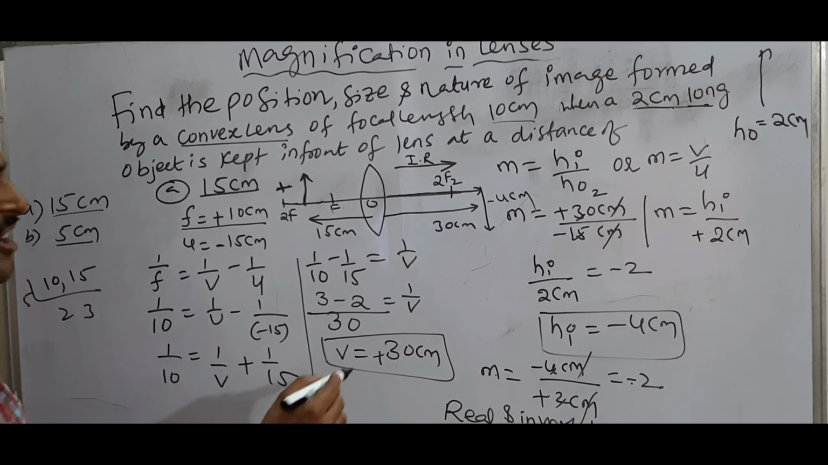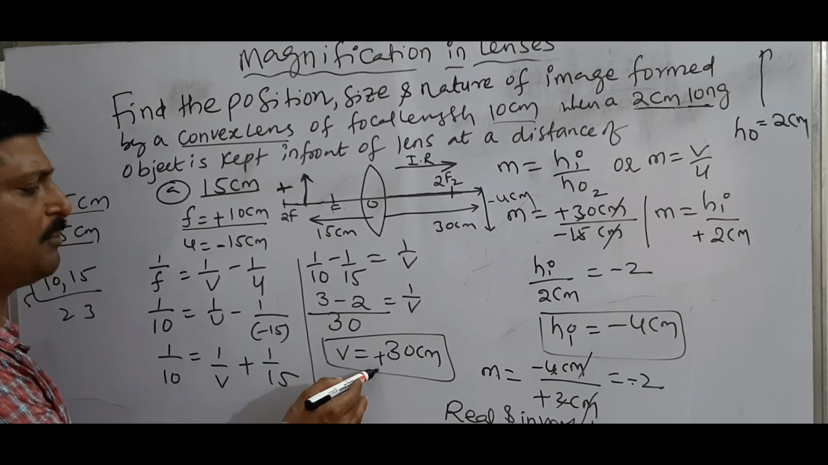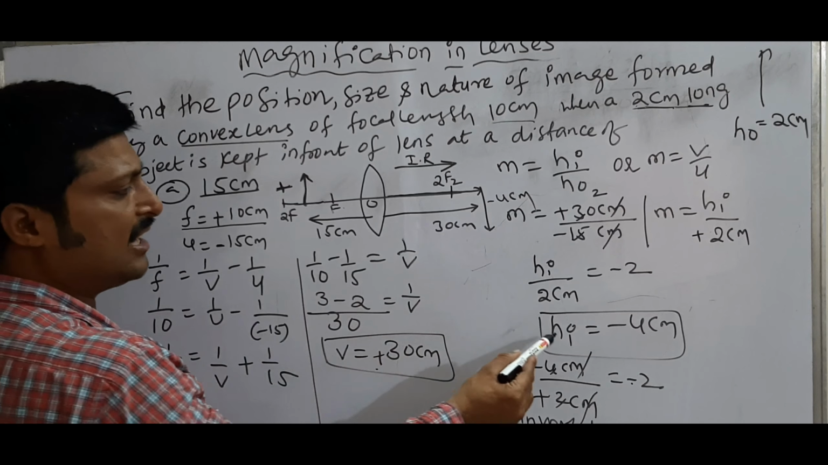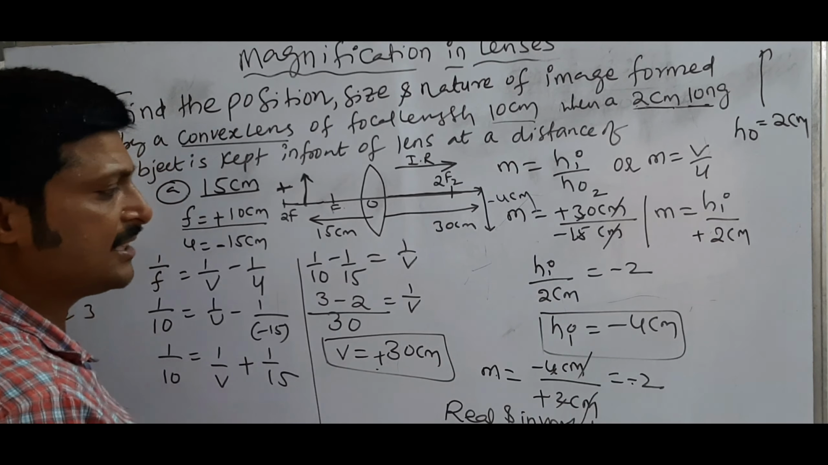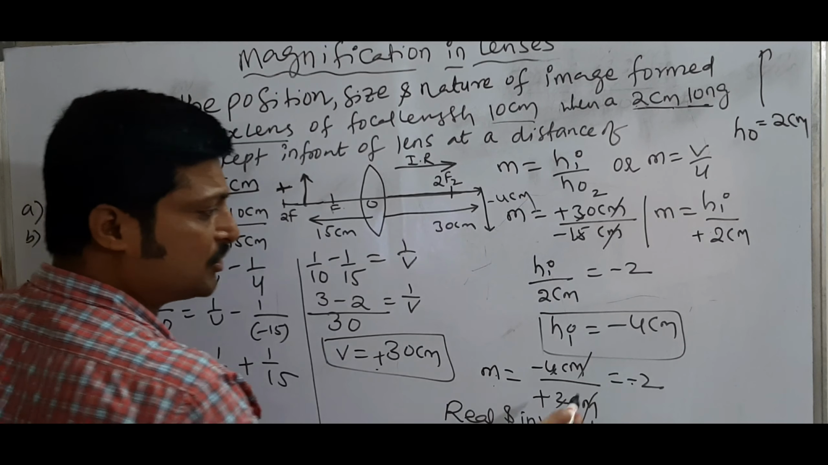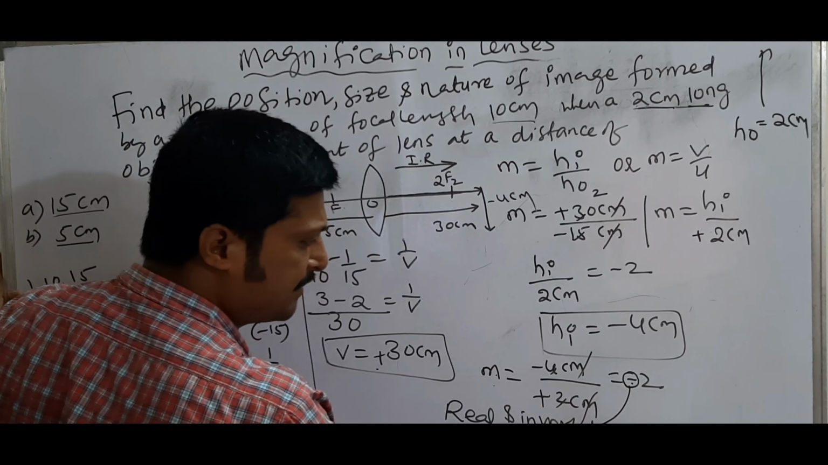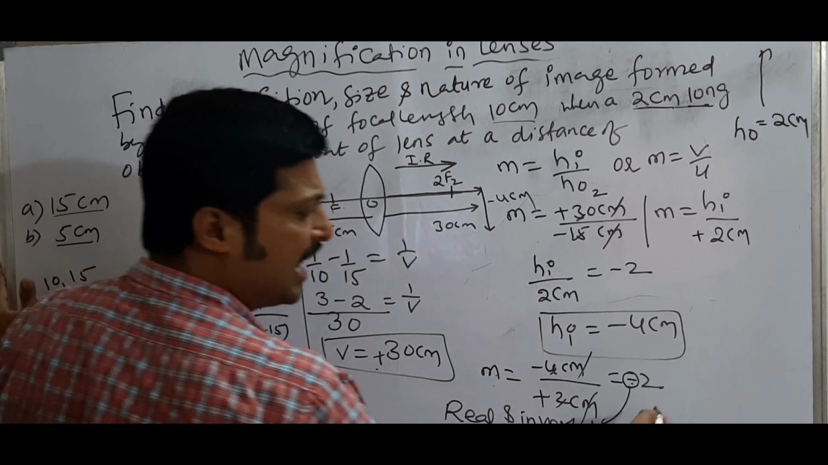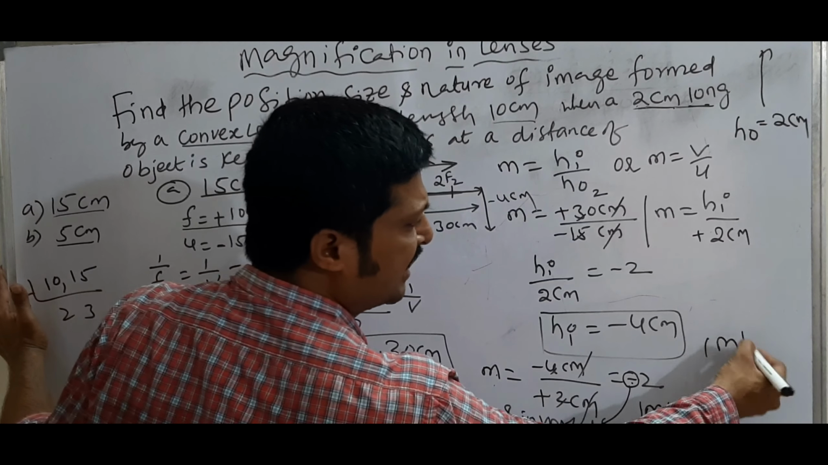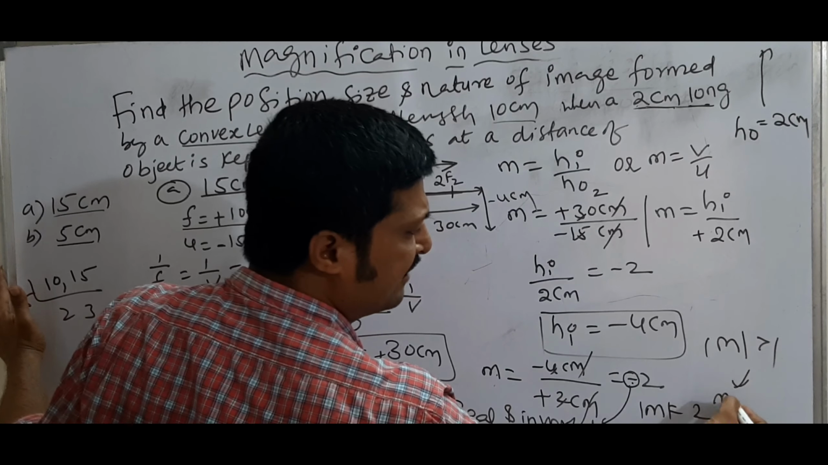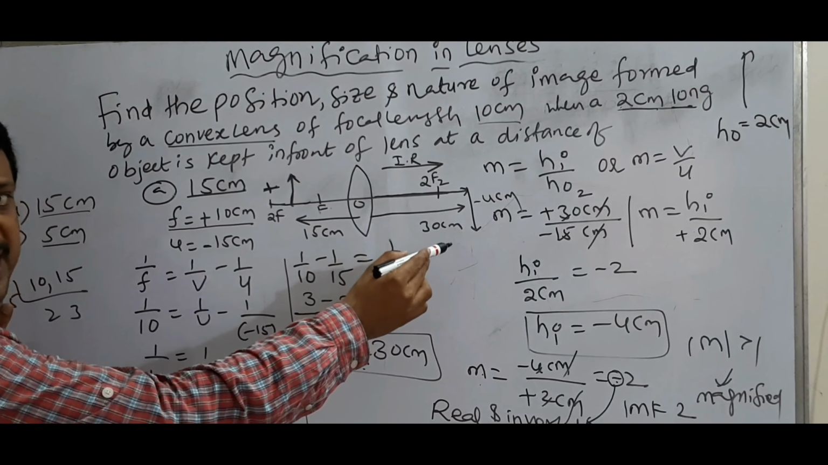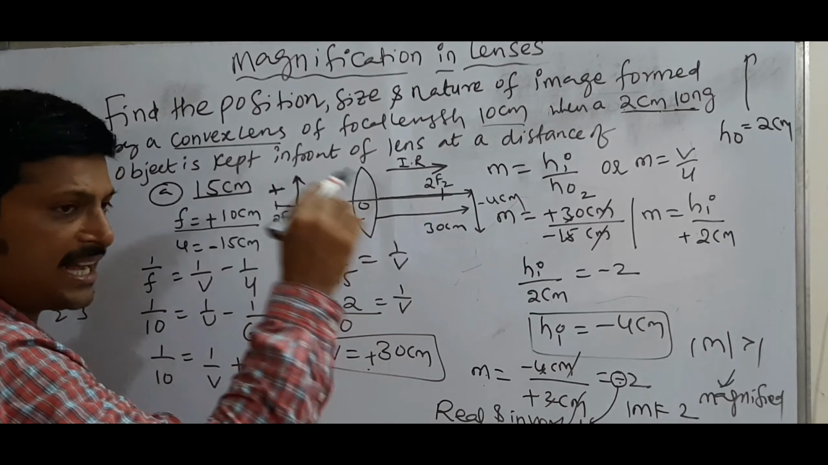So the image is formed at 30 centimeters. Plus 30 means the other side of the lens. Height of image is minus 4 centimeters. Magnification is minus 2. Minus means real and inverted image. Magnification is 2, which means magnification is greater than 1. Greater than 1 means the image is magnified. So the image is real, inverted and magnified.